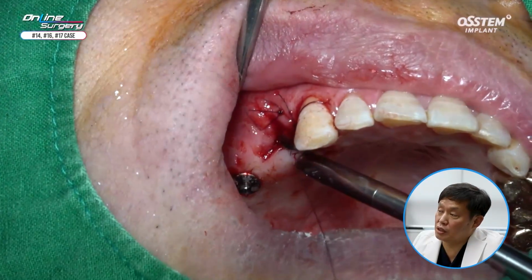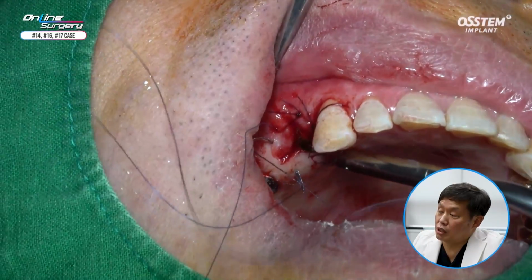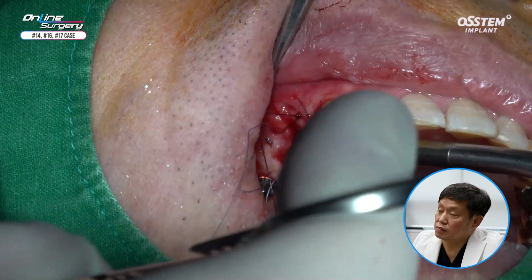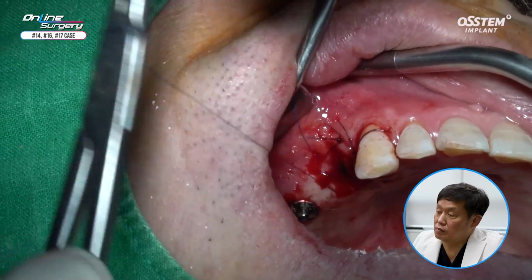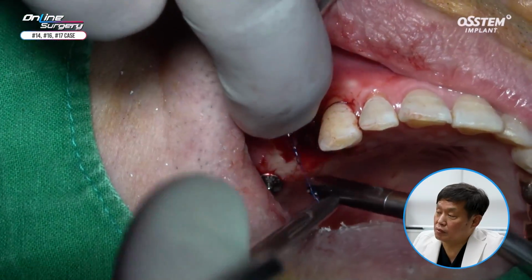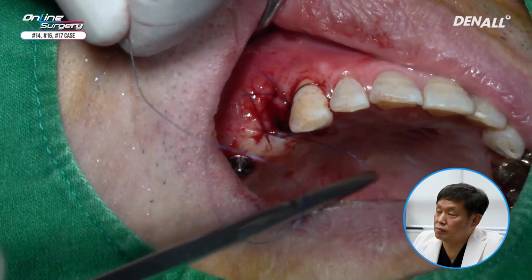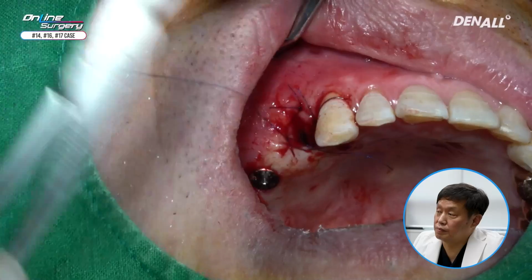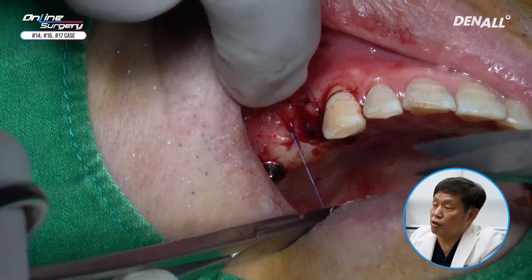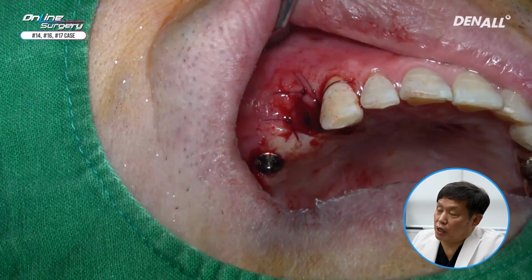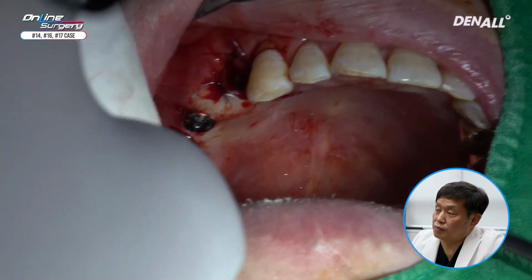In the area where there used to be buccal bone defect, you could see that there's more volume because of GBR. Figure of 8 suture was used. In the area where there was tooth extraction in number 8, figure of 8 suture was done.